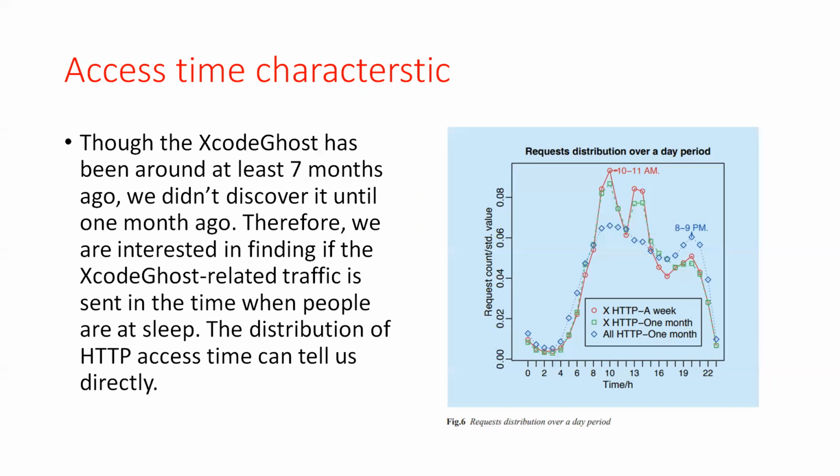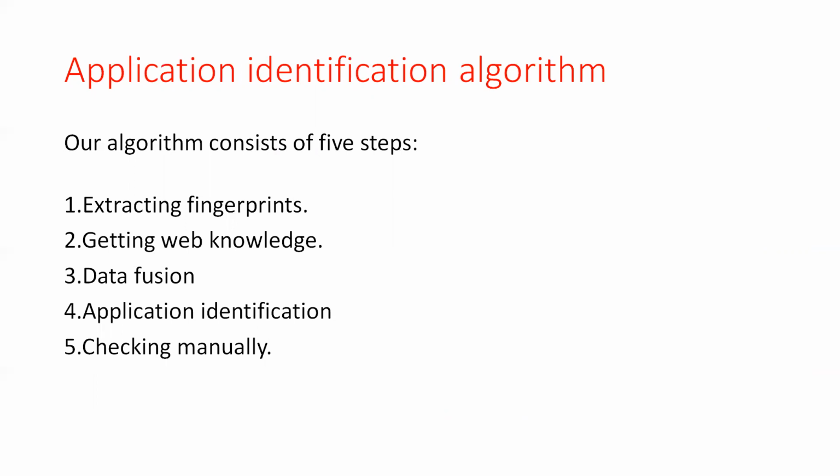Next, application identification algorithm. Our algorithm consists of 5 steps: extracting fingerprints, getting web knowledge, data fusion, application identification, and checking manually. This algorithm is processed on the network traffic. Extracting the fingerprints is the first step, and getting the web knowledge of the website is the second step. Data fusion, meaning the merging of data, is the third step. Application identification is the fourth step. And checking manually is the last step.